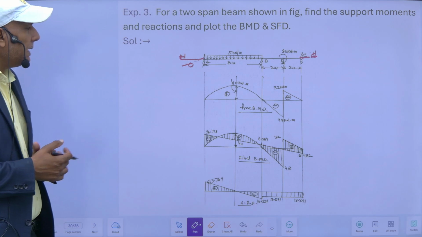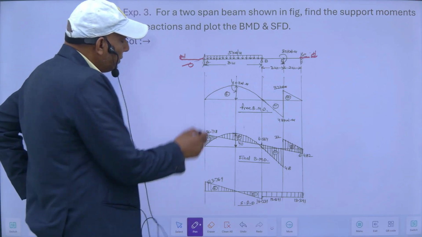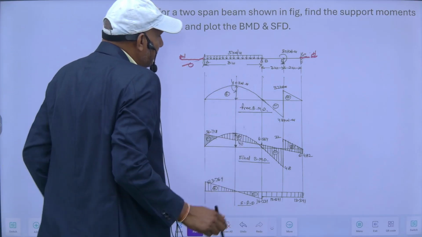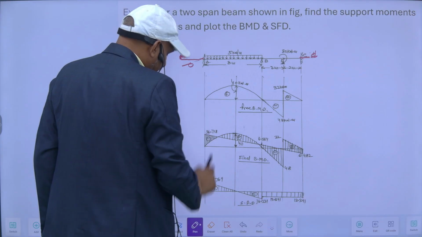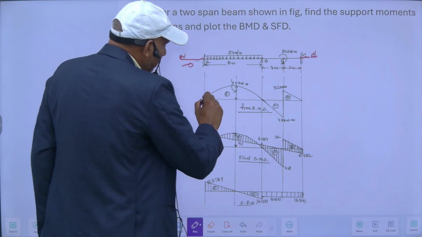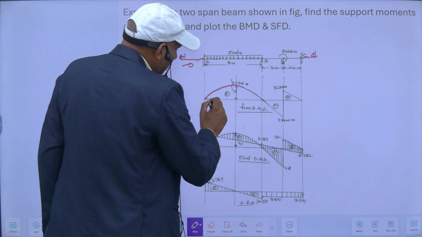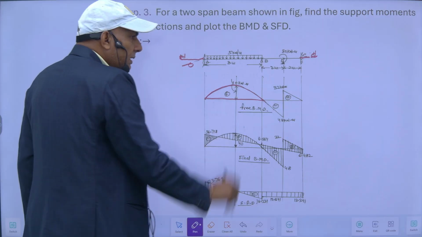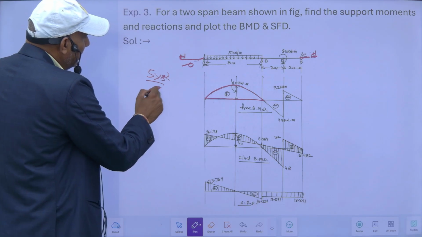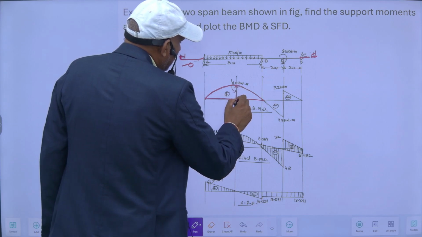So first, what I have to do? I have to draw its free bending moment diagram. For this portion it is 0, since it is an imaginary span, and treating it as a simply supported beam. So my BMD will be like this. This is WL square upon 8. So 5 into 8 square upon 8, it will be 40 kilonewton meter. So this I will get.